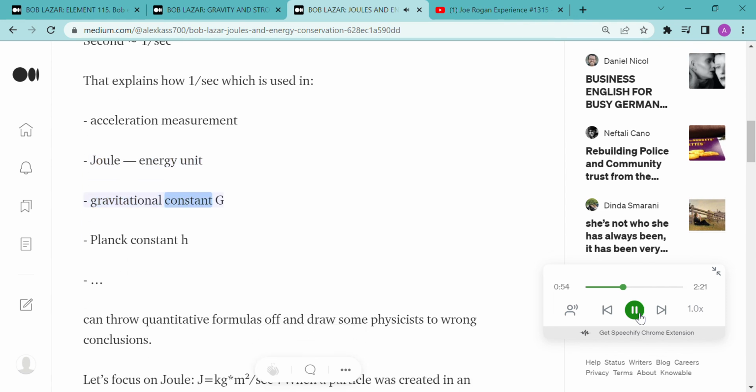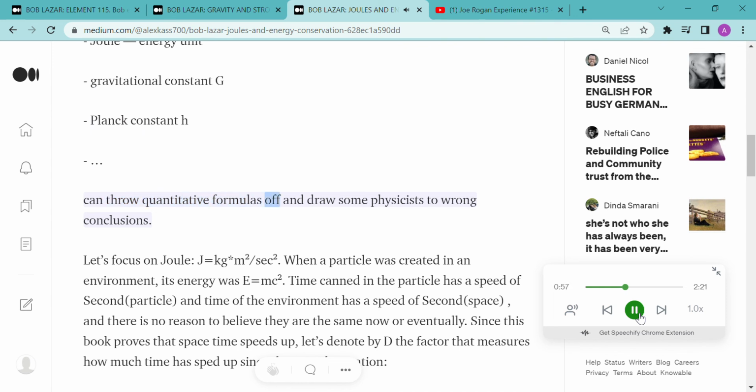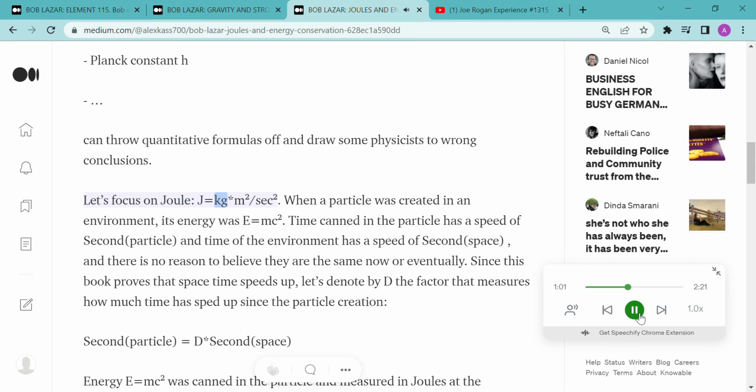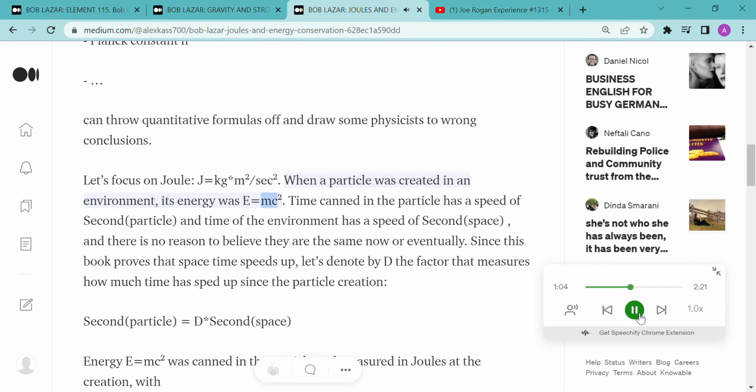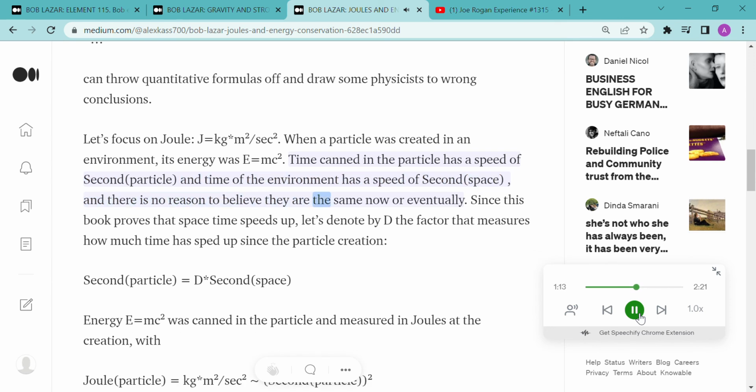Gravitational constant G, Planck constant h. Variable time can throw quantitative formulas off and draw some physicists to wrong conclusions. Let's focus on Joule, J equals kg square meter/sec squared. When a particle was created in an environment, its energy was E equals mc squared. Time canned in the particle has a speed of second particle and time of the environment has a speed of second space, and there is no reason to believe they are the same now or eventually.